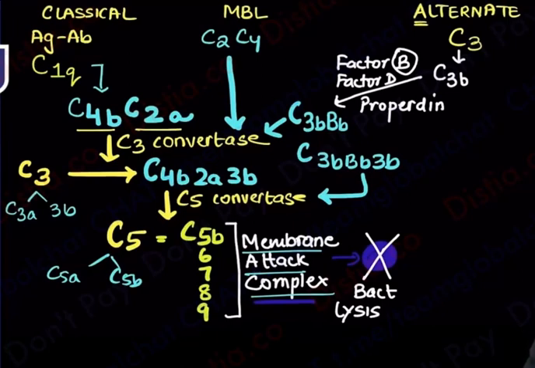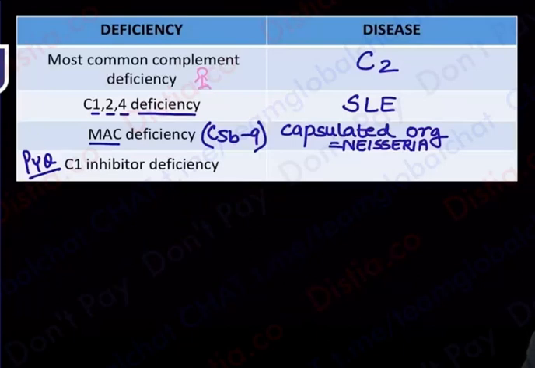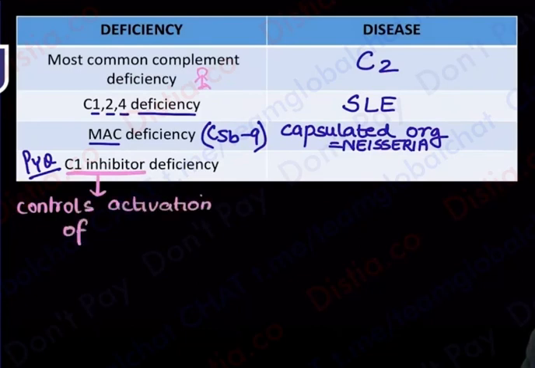So they realized that you need some people to control this pathway. And that is when they came up with that if you do not let the first step occur, C1 is inhibited, then the entire pathway will not occur. So simple. If you want to control this pathway, do not let the first step occur. So for that, God has given us something called C1 inhibitor. C1 inhibitor controls the activation of C1. It controls the activation of C1. Basically, it controls the complement system.